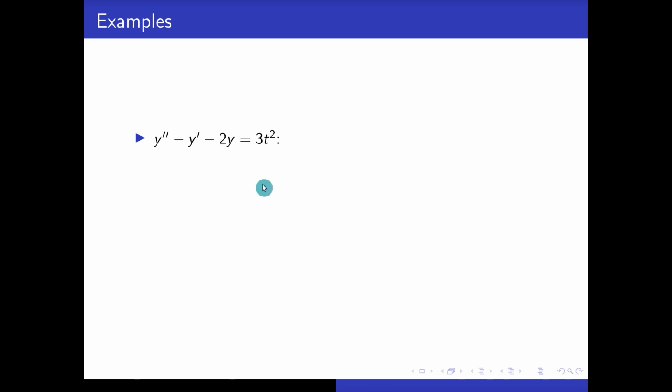Good. How about this one? y double prime minus y prime minus 2y equals 3t squared. Check the homogeneous roots, 1, minus 1, and 2. I'm clear of polynomials, so therefore my guess is a polynomial of degree 2. Good. And notice that that is a full polynomial of degree 2, right, that we guess.